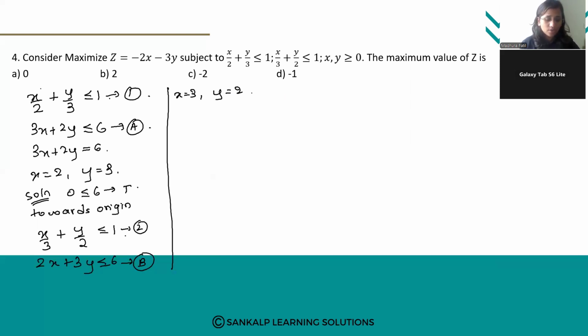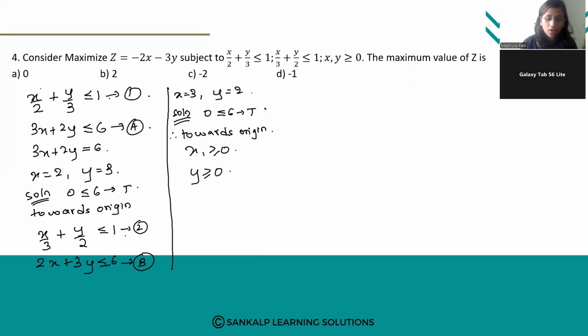Now for the solution part, again put x and y as 0 in your given constraint. Either the second equation or equation B, anything is fine. If I use constraint B, I get 0 less than or equal to 6, which is definitely true. Therefore, the solution will be towards the origin. Lastly, they have given x is greater than or equal to 0, that is, x is always non-negative, and y is greater than or equal to 0, which signifies that y is non-negative.